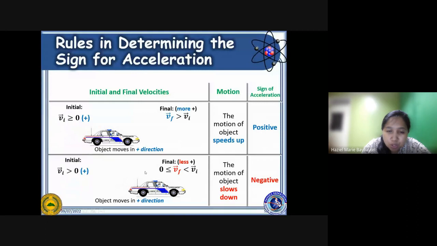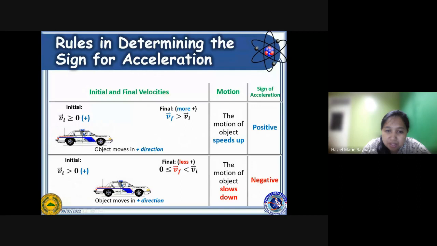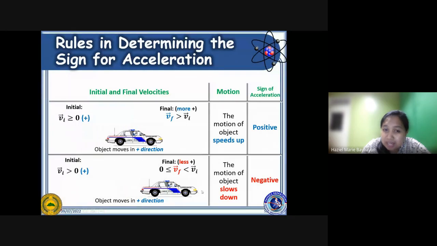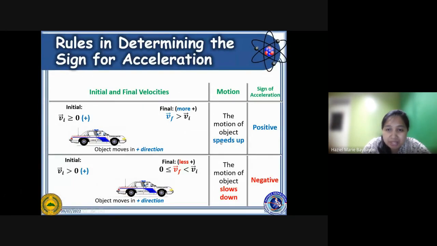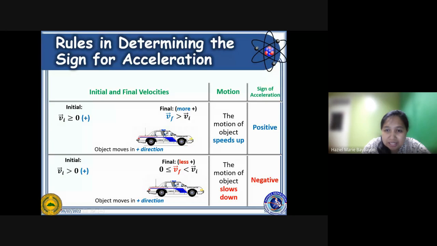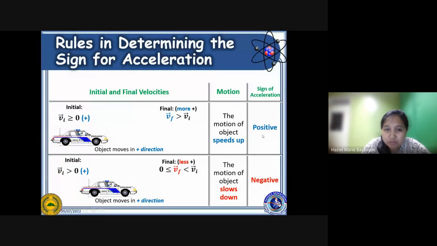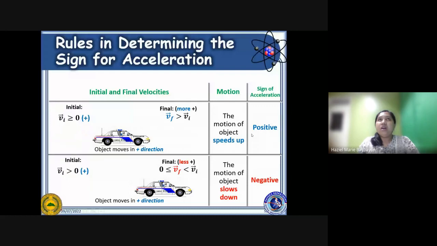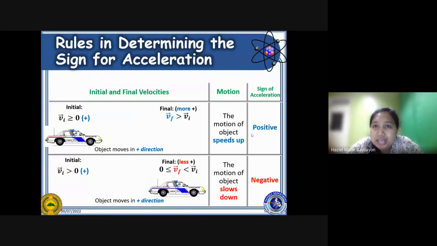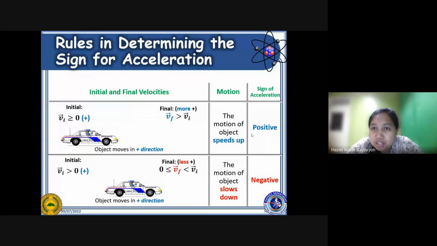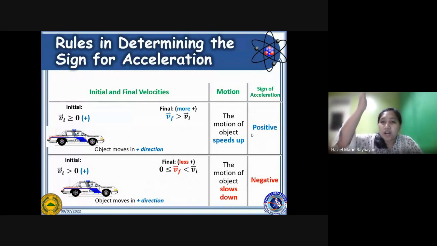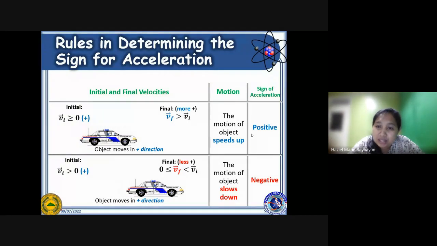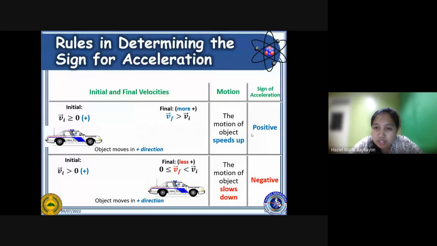So, both of these police cars are going to the right. But this one is speeding up. And then, the second one is slowing down. Okay? So, if the motion of the object speeds up and it is going to the right, then the acceleration is positive. Again, if an object is speeding up to the positive direction, pwede, dili lang siya limited sa right, no? Pwede siya upward, padulong sa north. So, that means the acceleration of that object is positive.